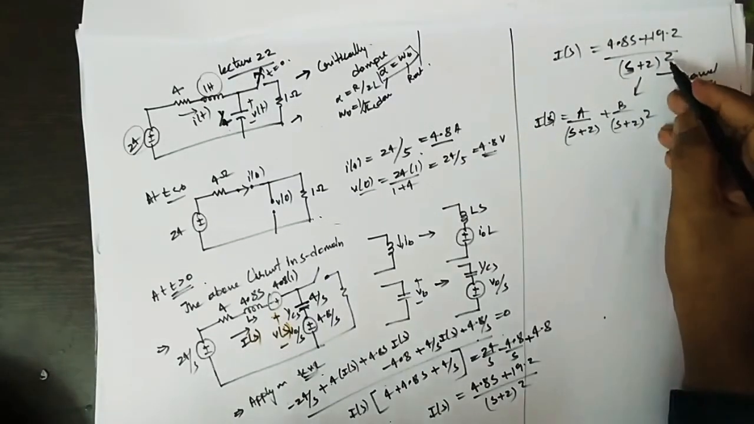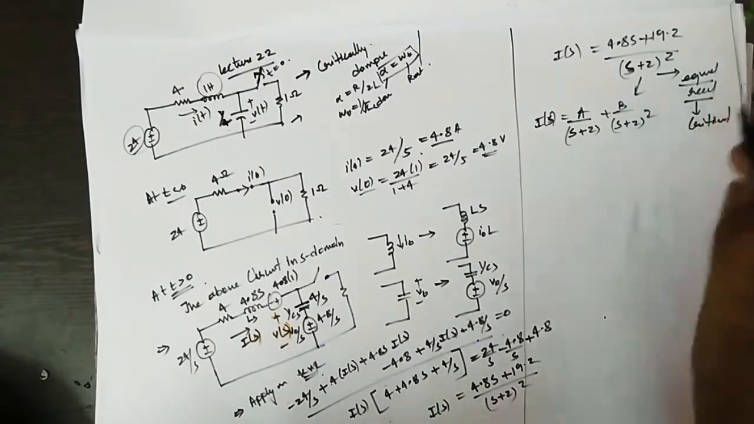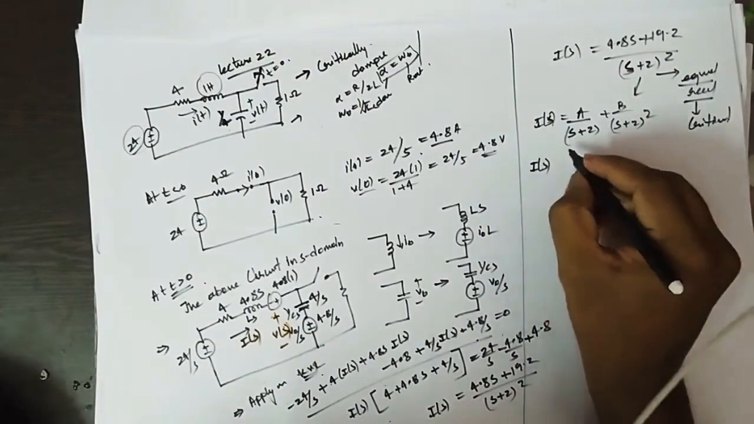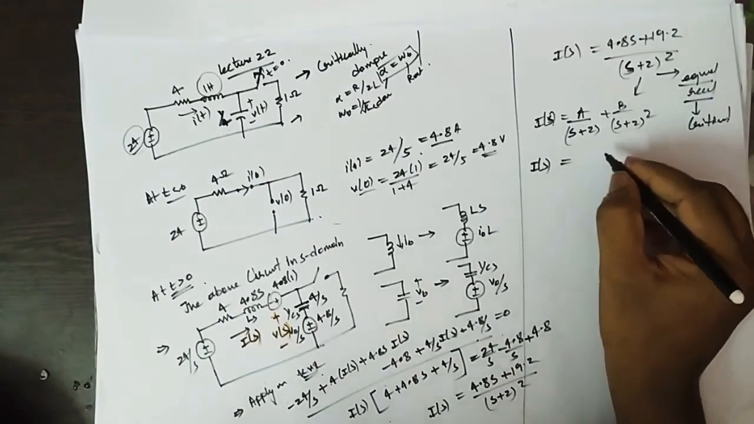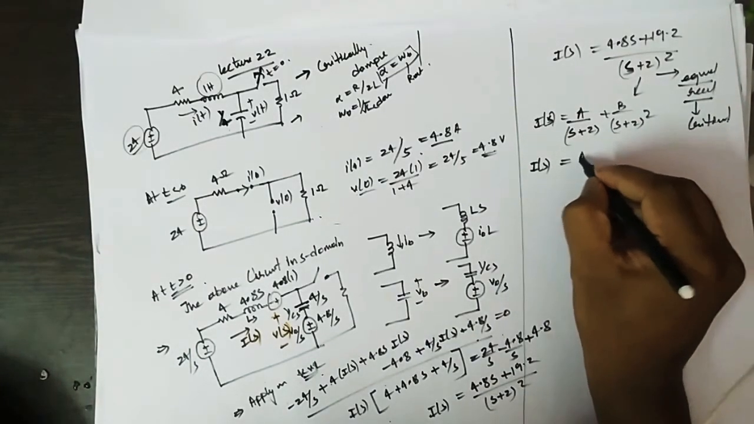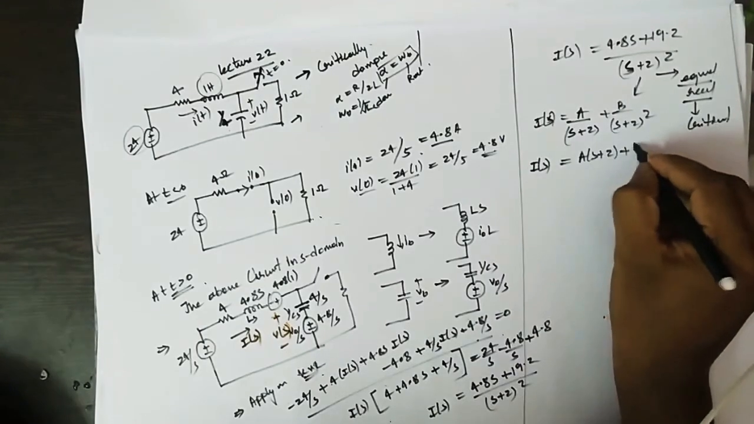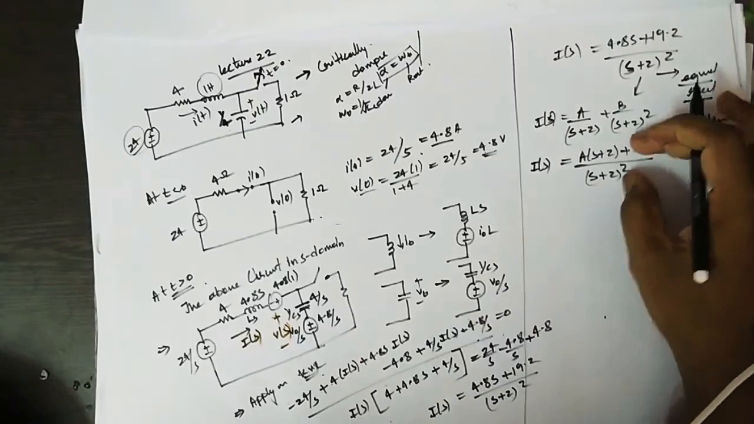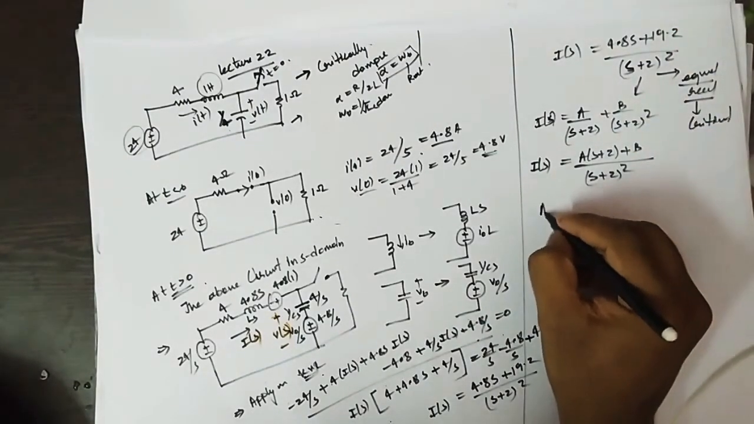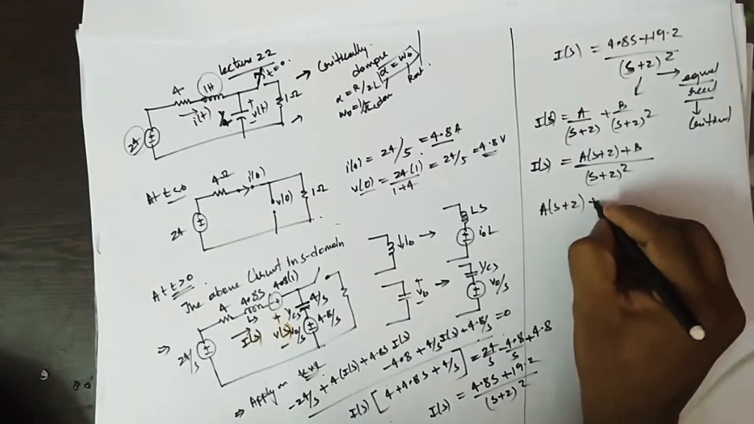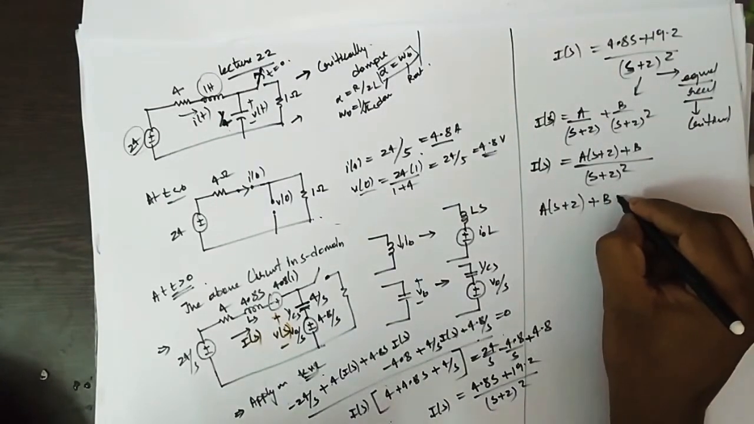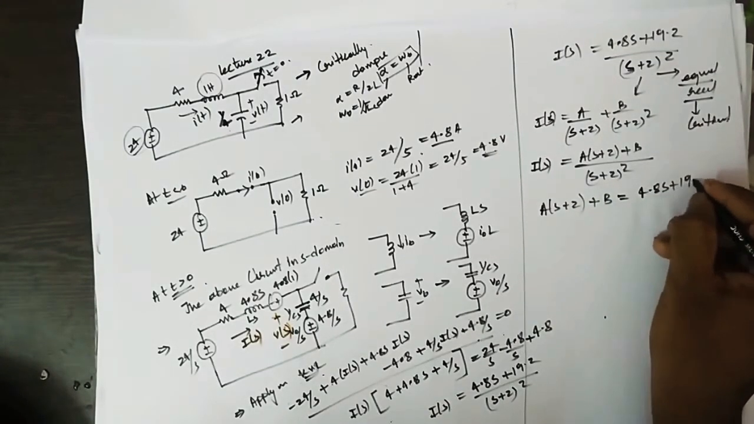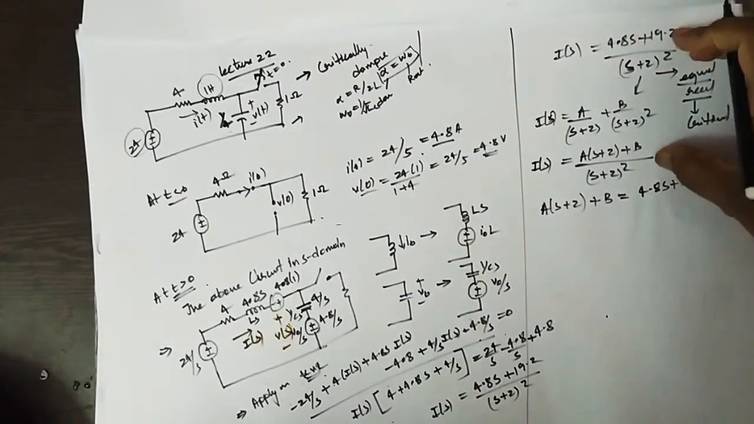For this type of circuit, how to solve this equation, I dealt with it in the earlier videos. So therefore I of s can be written by taking the LCM as A into s plus 2 plus B by s plus 2 whole square. Equating the numerators, you will get A of s plus 2 plus B equal to 4.8 s plus 19.2.